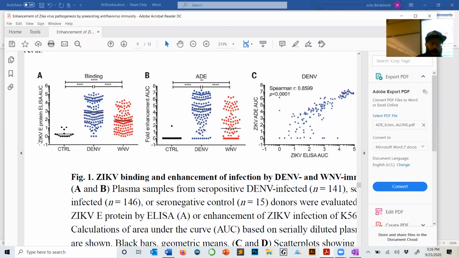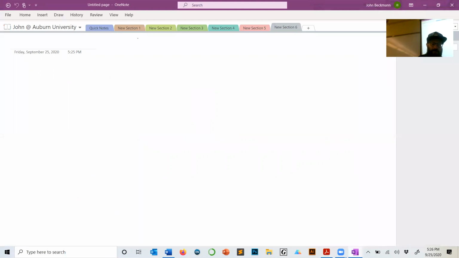Okay, look at the y-axis. Zika E protein ELISA. Okay, so let me first explain ELISA. What is ELISA? Have we ever heard of ELISA before? No? Yes. Can you explain it? The enzyme linked immunosorbent assay. So yeah, it's enzyme linked immunosorbent assay.